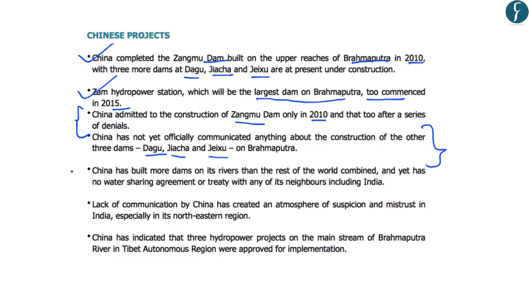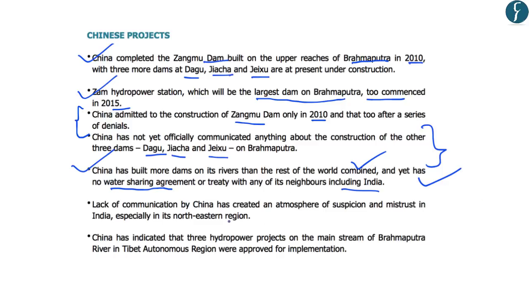Further, China has built more dams on its rivers than the rest of the world combined. And yet, this country does not have any water sharing agreement or treaty with any of its neighbors, including India. That is one of the biggest concerns which has been raised by India and other neighboring countries who share these transboundary rivers with China.